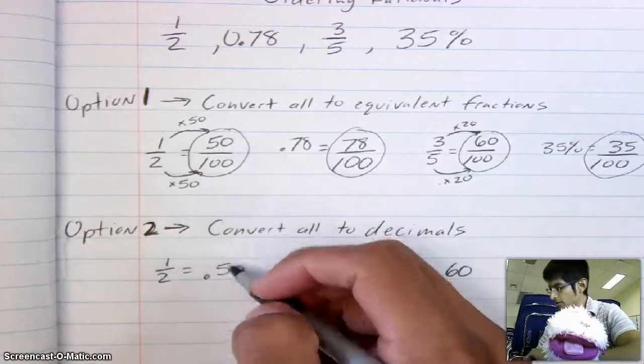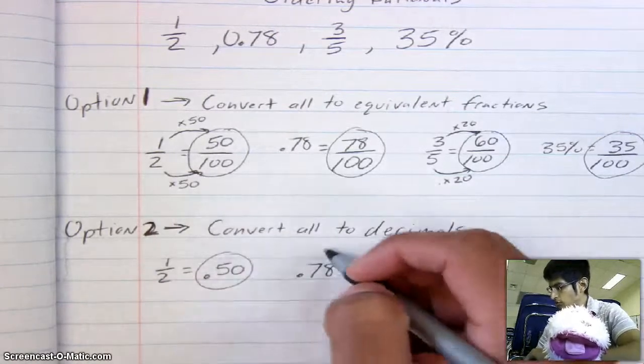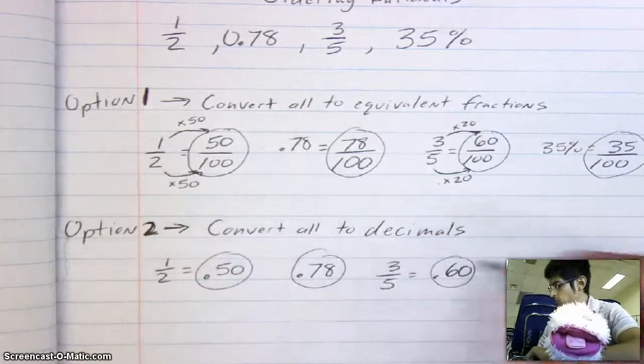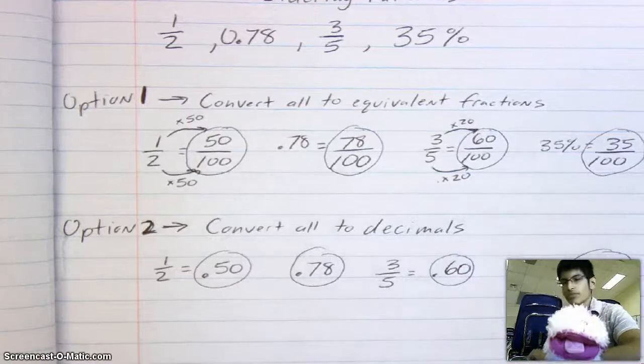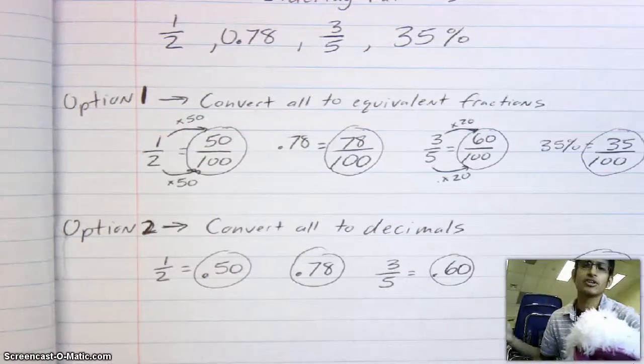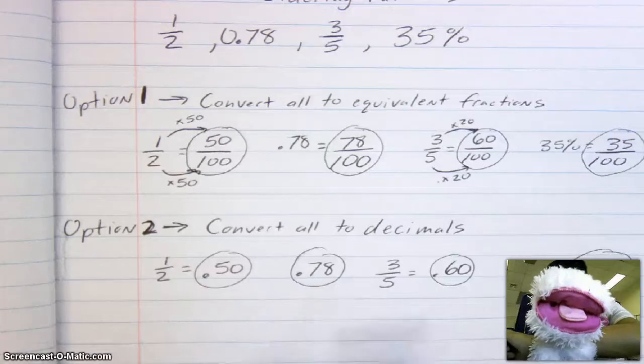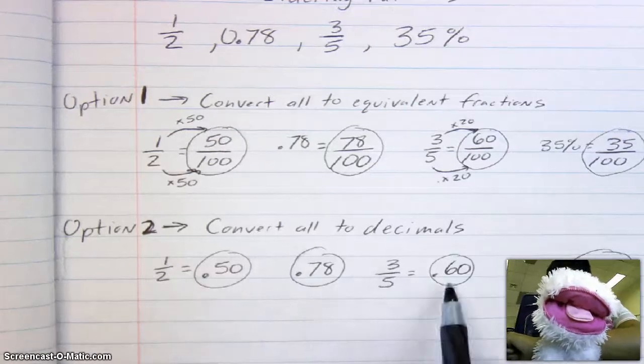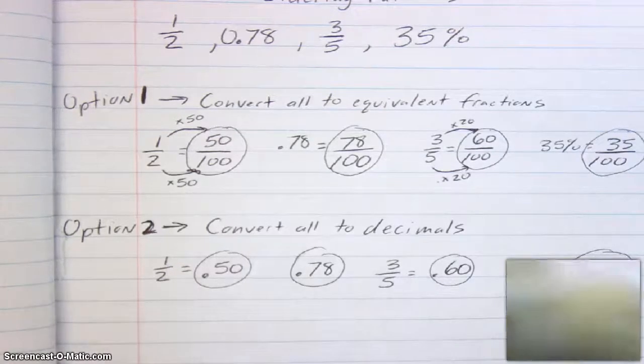So once you have all of the numbers as decimals, you can just pretend like they're money. And which one is biggest and which one is the smallest? 35 cents would be the smallest. Or 35 hundredths, however you want to say it. Then would be 50 hundredths, 60 hundredths, and 78 hundredths.